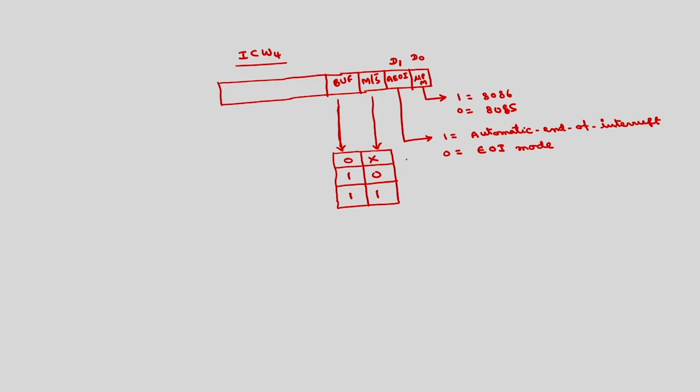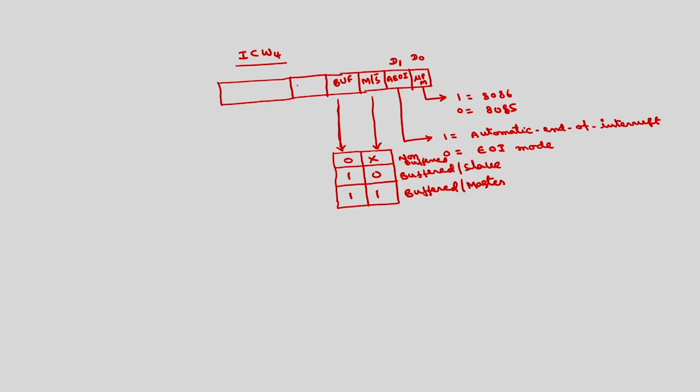0x means non-buffered. What is meant by buffering we will discuss later. 10 means buffered in slave mode, and this one is buffered in master mode. So, it is about these next two pins, buffer and M by S bar.